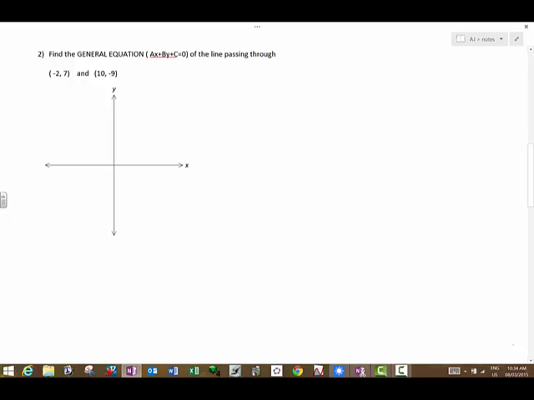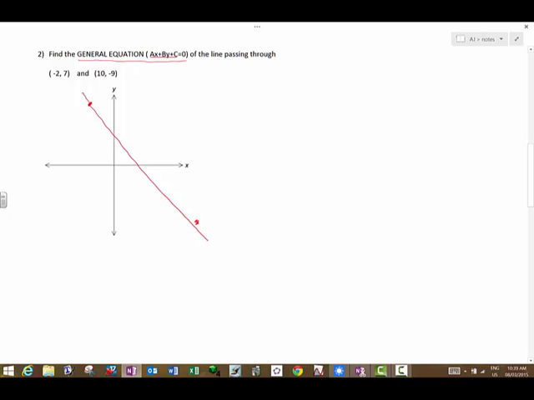In this second example, we're asked to find the general equation of a line passing through 2 points. Well, remember, this is the only information we need really, because from these 2 points we can get the slope, and we can also generate y minus y1 equals m(x minus x1). So firstly, let's figure out where these points are. (Minus 2, 7) is somewhere up here, and (10, minus 9) is somewhere way down here. So the line we want is something like this.